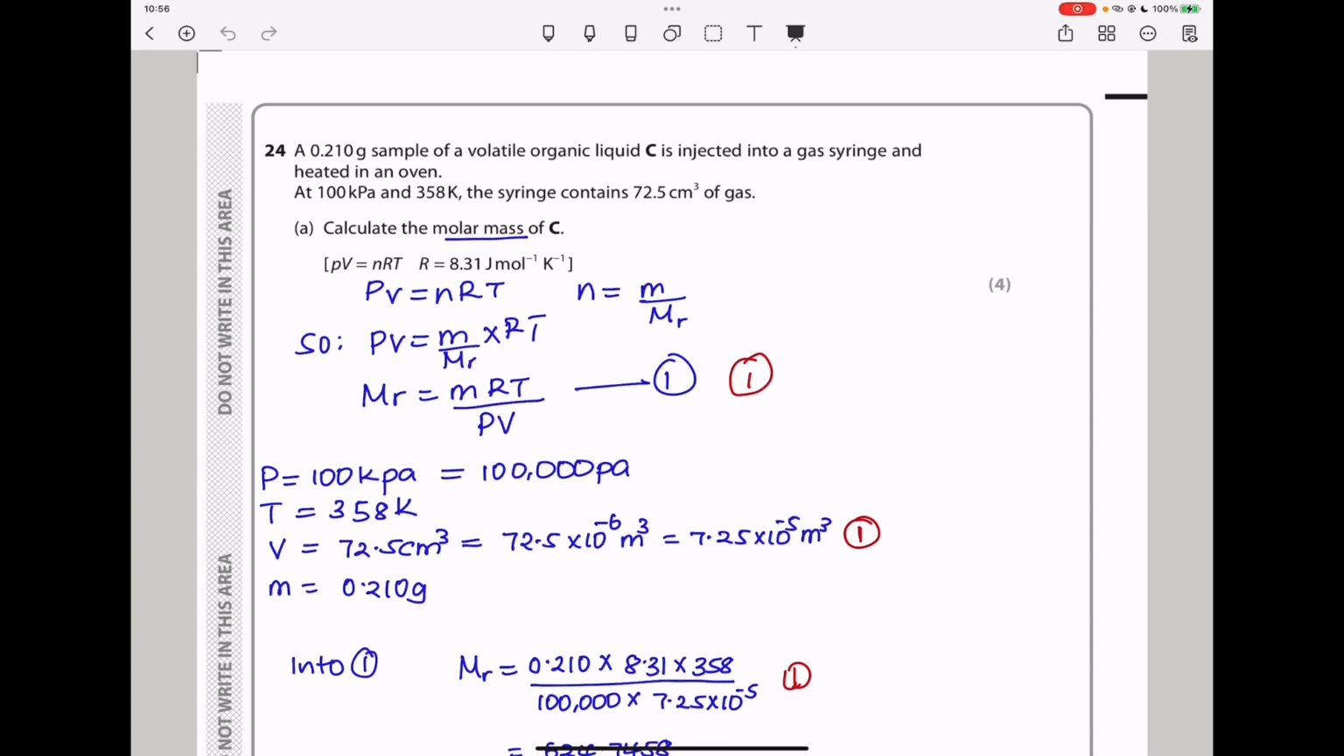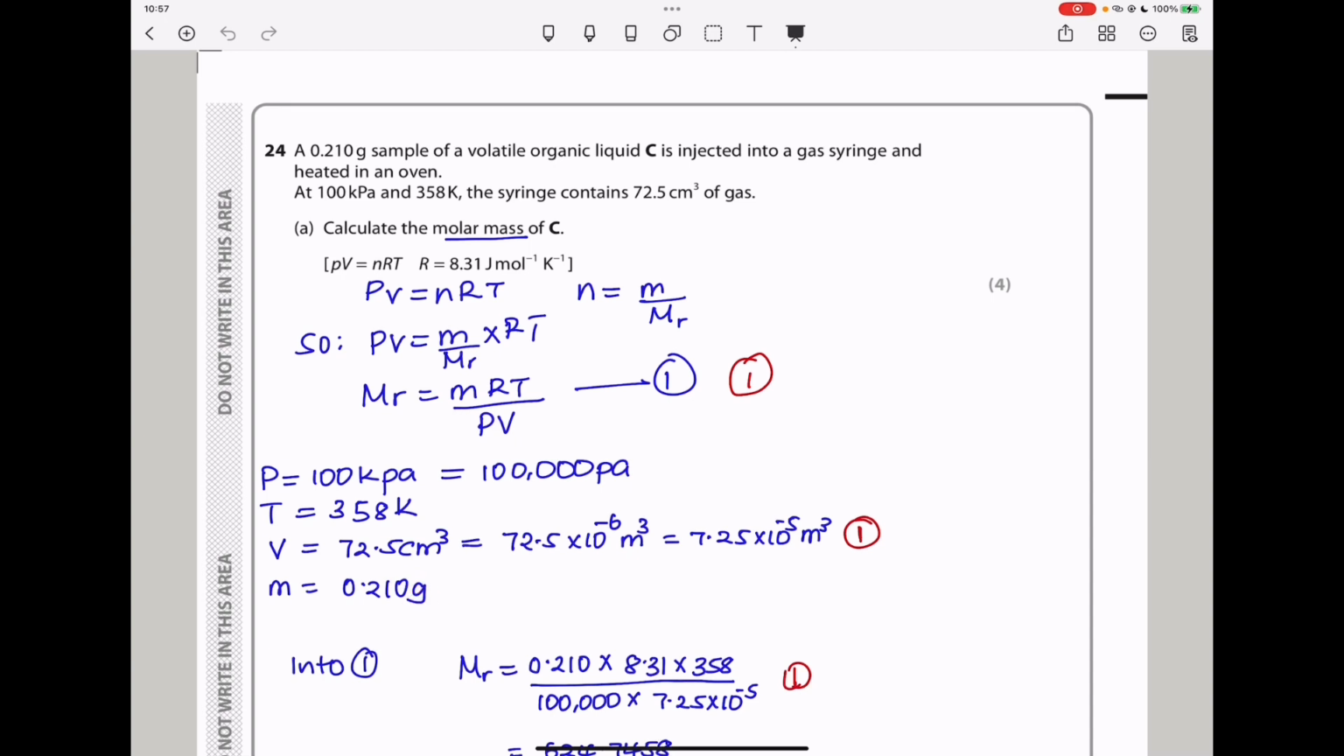I use the formula PV equals nRT. The pressure is given to me as 100 kilopascals, and you convert that to pascals. Temperature is given as 358. The volume is given as 72.5 centimeters cubed, but we have to convert that to meters cubed, so I multiply by 10 to the power negative 6, which gave me that. The mass is also given as 0.210 grams.